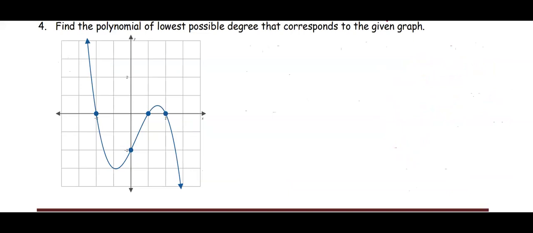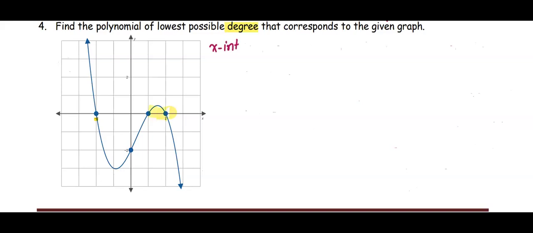Let's take a look at this example. We are going to find the polynomial of lowest possible degree that corresponds to the given graph. From the given graph, we see three x-intercepts. I'm going to make a list here.